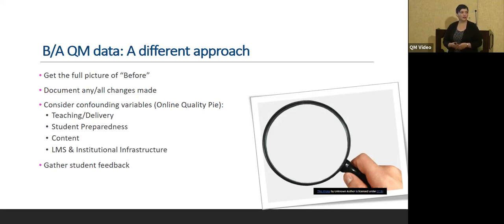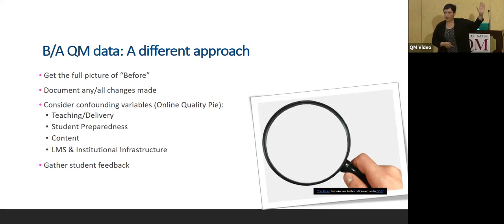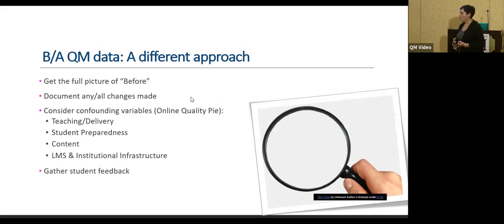Yes, that's a crucial point. It's not just our expectations as the instructor, but what are your expectations from your students? What can they expect from you, and have we appropriately communicated that? Also consider these confounding variables. How many of you have taken the APPQMR, Applying the QM Rubric workshop? Then you have seen the online quality pie. If not, it's on QM's website. It shows all the different things that can contribute to student learning and a quality course aside from design.